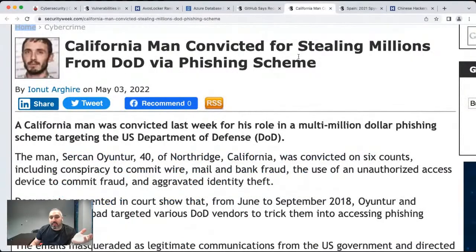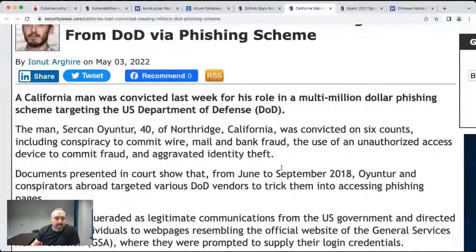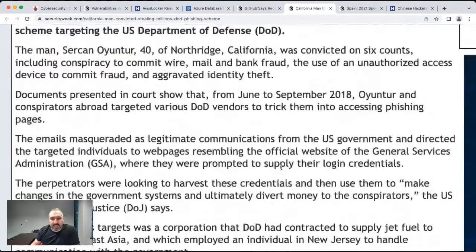The DoD continues to unsurprise me. A California man was convicted last week for his role in a multi-million-dollar phishing scheme targeting the U.S. DoD. The man, Serkan Oğantur, 40, of Northridge, California, but from Turkey, was convicted on 6 counts, including conspiracy to commit wire fraud, mail and bank fraud, the use of an unauthorized access device to commit fraud, and aggravated identity theft.